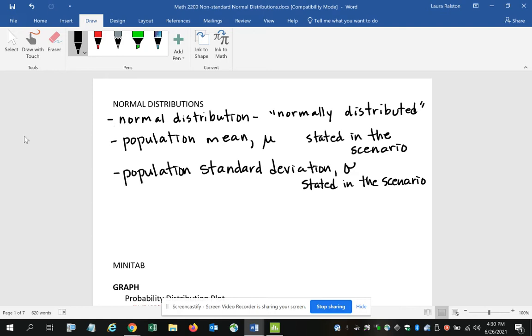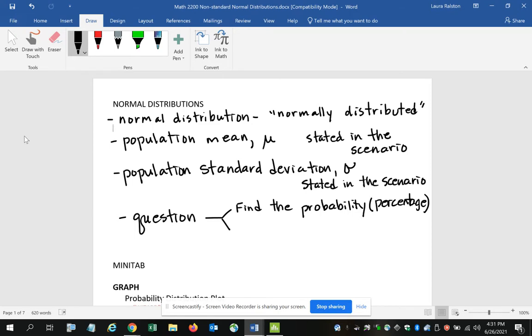Oftentimes it may be the first sentence or the second sentence. Towards the end of the scenario, I guess really the fourth piece of information you have to have is the question itself. What is it you're looking for? And it's worded in one of two ways. You're either going to be asked to find the probability. It might not necessarily be the word probability. They could also say find the percentage. The difference in the words is how they want the answer expressed.